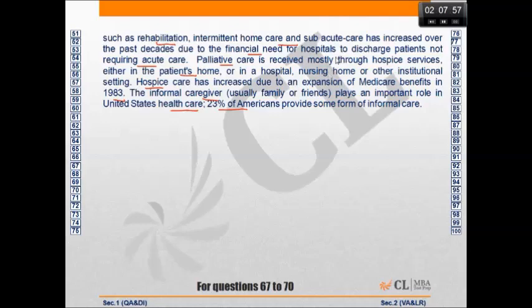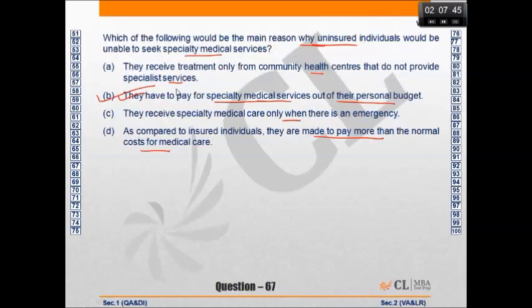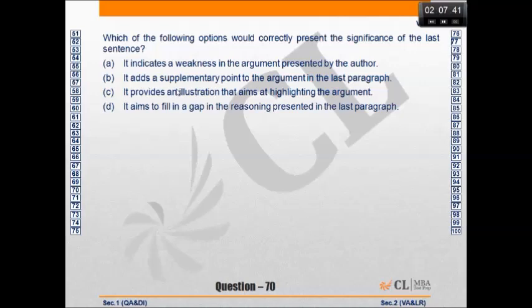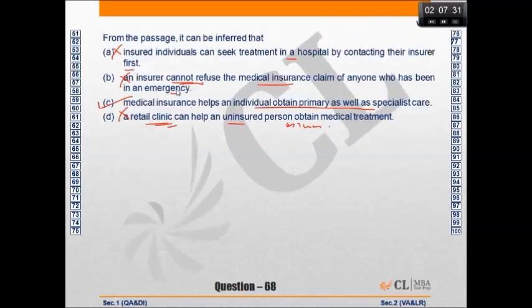Acute care has increased over the past decade due to financial need for hospital discharge patients not requiring acute care. I'm not sure. I don't think I got the answer. I'll leave this question because I have not got the answer. Question 70. Which of the following options would correctly present the significance of the last sentence? Okay. What was the last sentence?